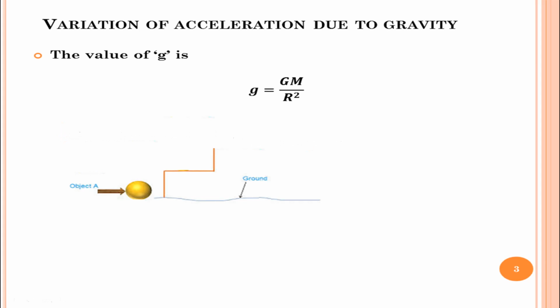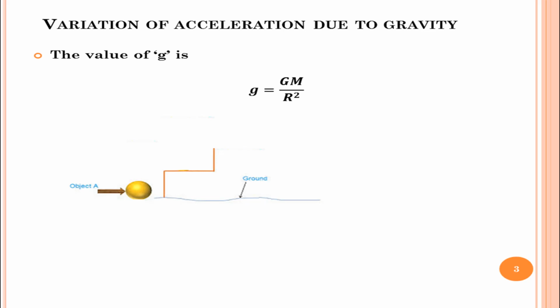Now let us come back to this concept. Here, the mass of the earth remains the same, but the position of the object keeps on changing. Hence, the r value will be changing. Therefore, the g value changes from place to place. Now consider the object is on the surface of the earth. In this case, r is equal to the radius of the earth.